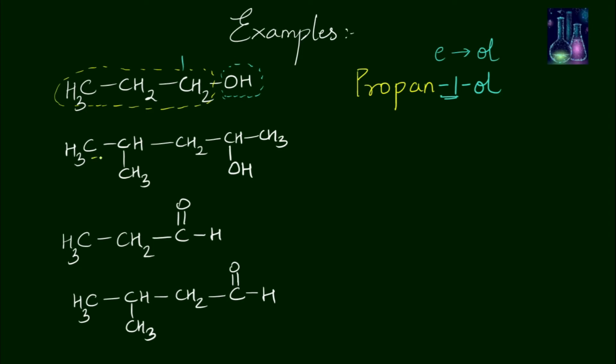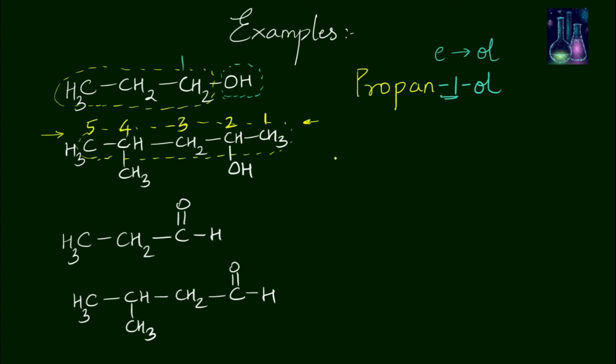The parent carbon has 5 carbons and you have to give the least possible number to the functional group. Here there is another substituent. So should I start the numbering from here or here? I will give more priority to the functional group. So the numbering starts from here: 1, 2, 3, 4, 5.